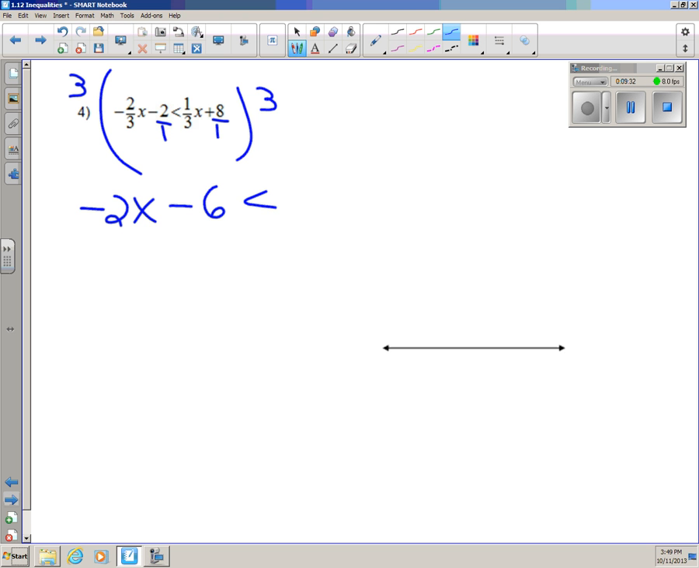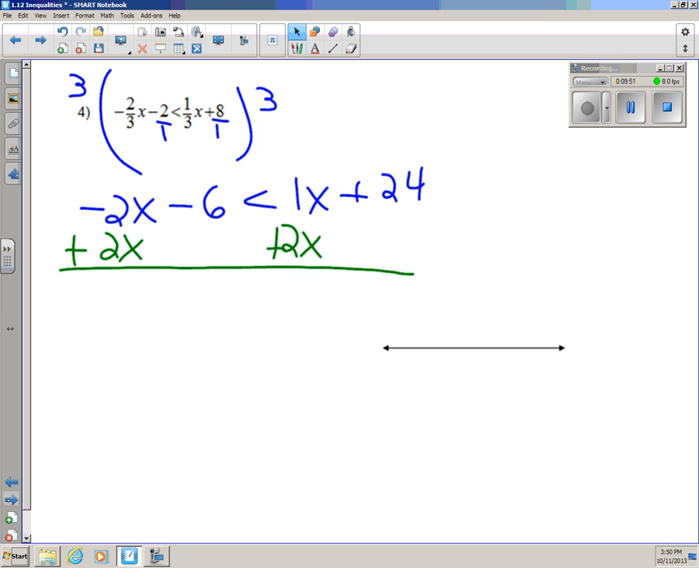Less than 3 divided by 3 is 1. 1 times 1 is 1x. 3 divided by 1 is 3 times 8 is 24. This time I'm actually going to bring the variables to the right. No particular reason, just going to do it that way. This turns out to be negative 6 is less than 3x plus 24.